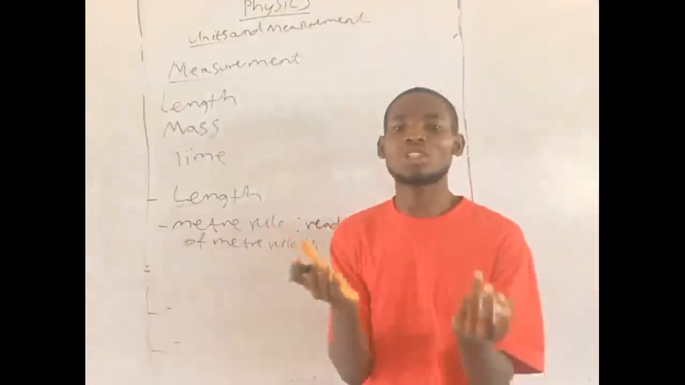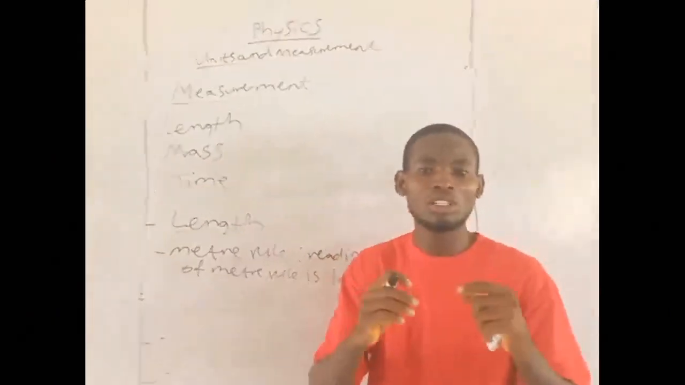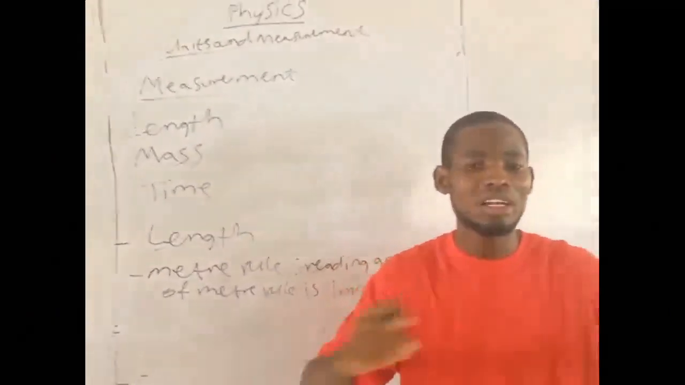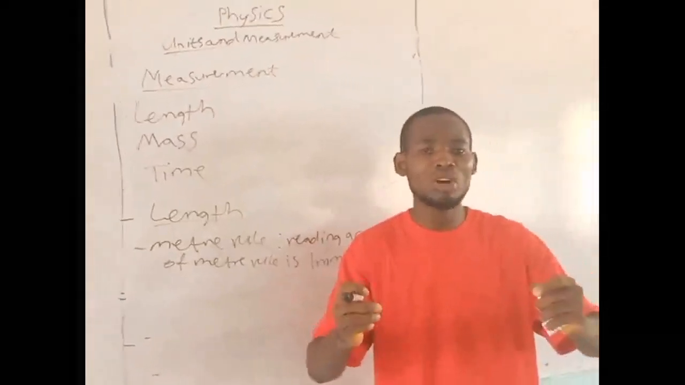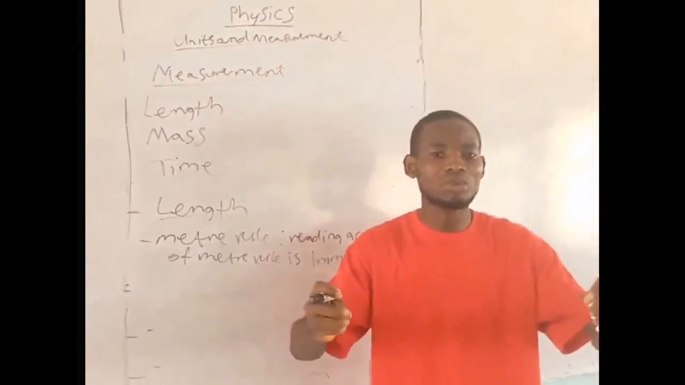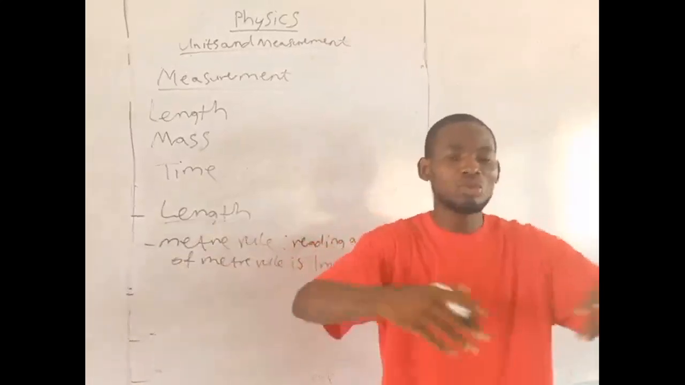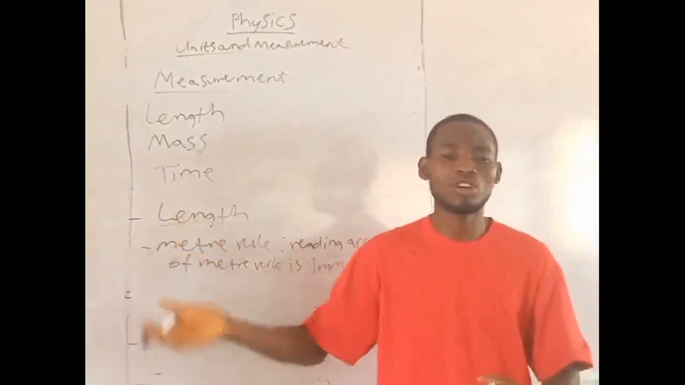What are the things you can use meter rule to measure? You can use it to measure the length of your locker or the length of your table. You can use the meter rule to measure the length of your exercise book or the width of your exercise book. You can also use it to measure the length, width, height of your class. These are the uses of meter rule.